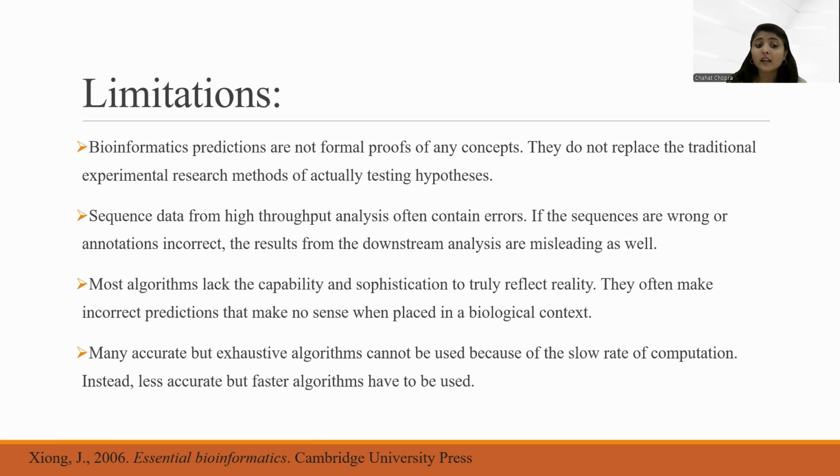Many accurate but exhaustive algorithms cannot be used because of the slow rate of computation. Instead, less accurate but faster algorithms have to be used, because the methods which are very less error prone take very long time. So to speed up this process, we compensate with accuracy.